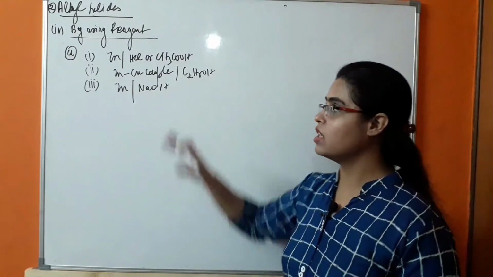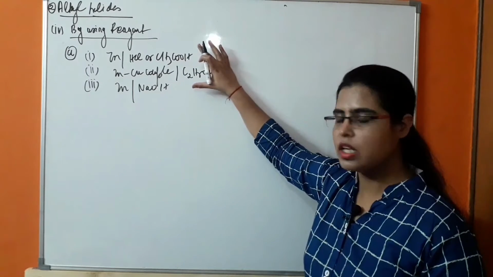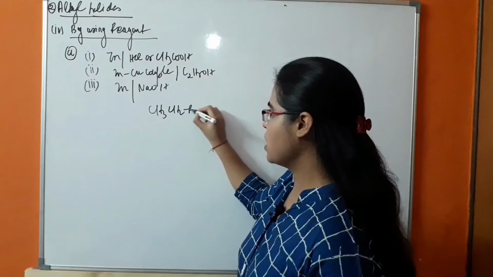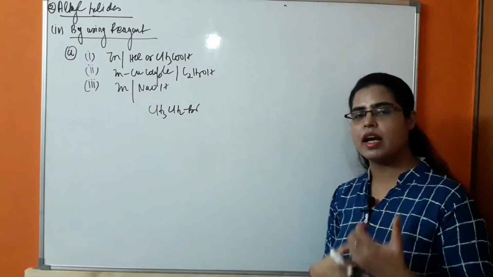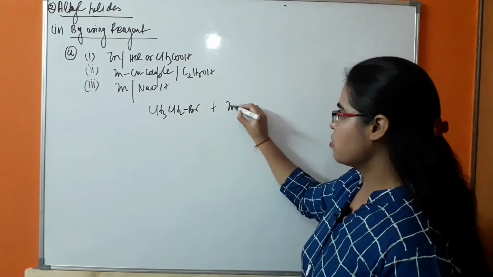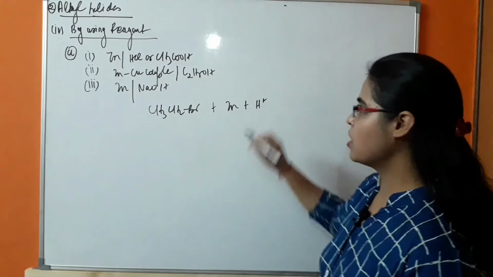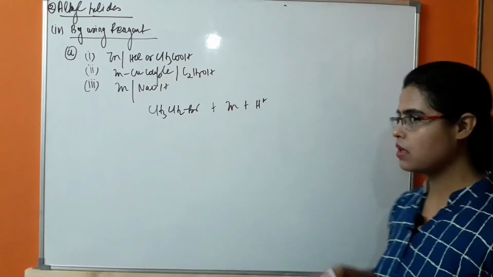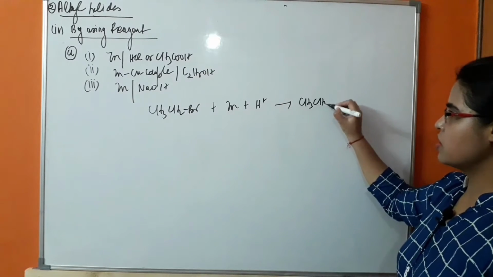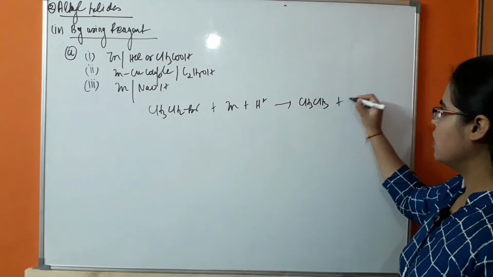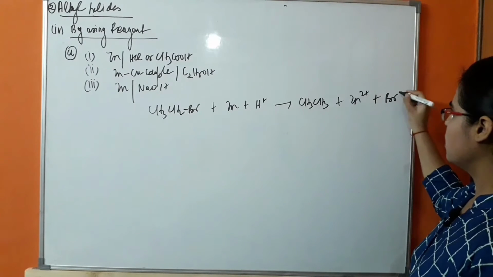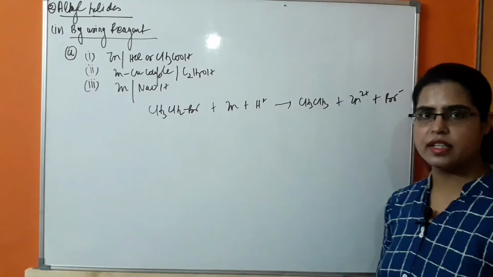So the general reaction, when these reagents are used, will be given as CH3CH2Br. In this case, either bromides or iodides are used. In the presence of zinc and H+, it means they are providing H+ ions. This will form CH3CH3, that is ethane, and Zn2+, and there will be removal of Br minus.